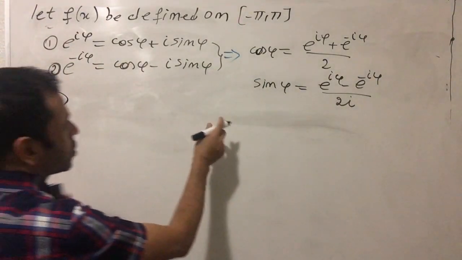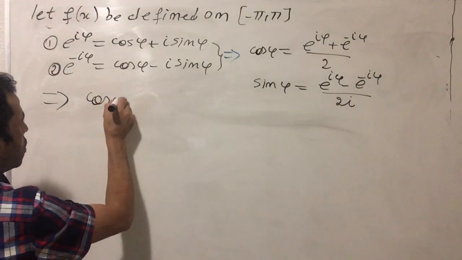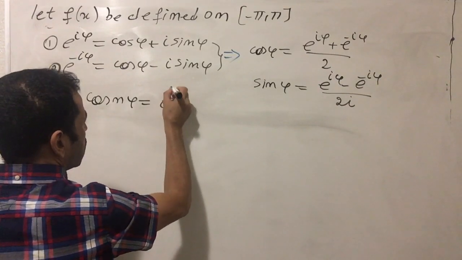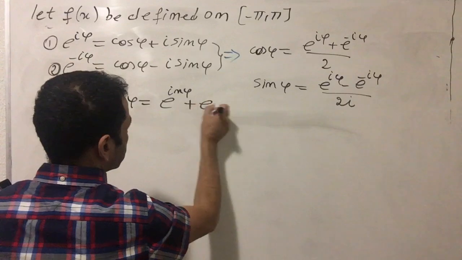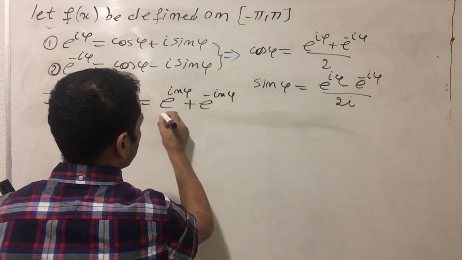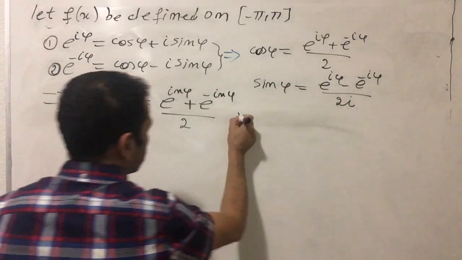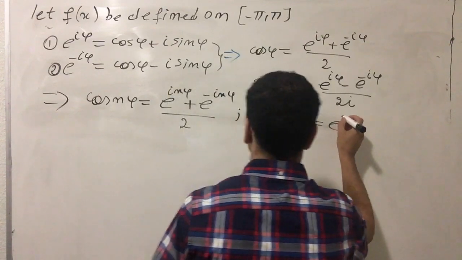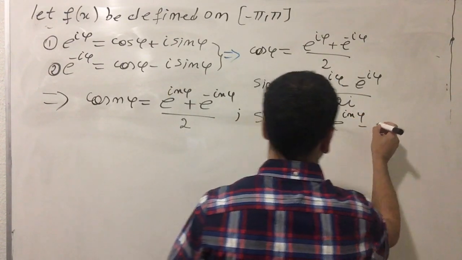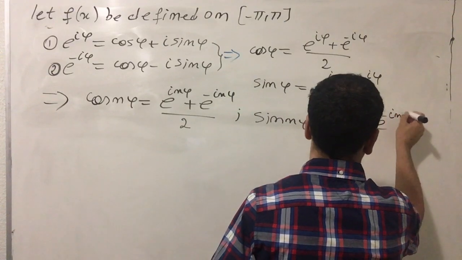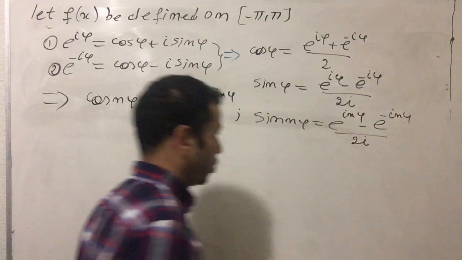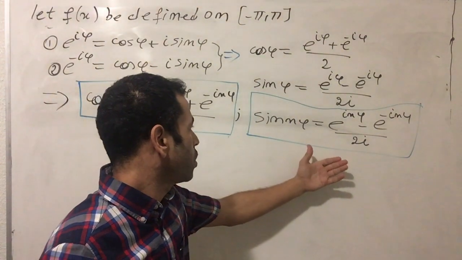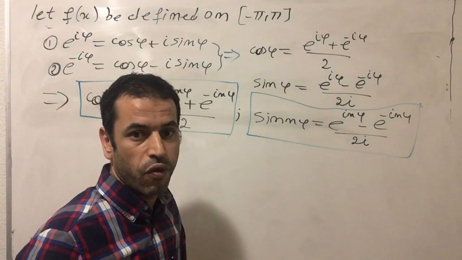So this implies cosine n phi equal to e to the i n phi plus e to the minus i n phi over 2. For the sine n phi equal to e to the i n phi minus e to the minus i n phi over 2i. Okay, what I'm going to do now is make the combination between Euler formula and the Fourier series.